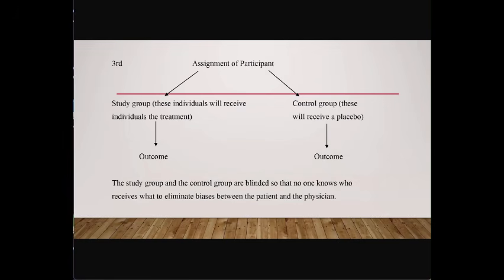Now, the participants only know that one group is taking yellow and one group is taking green. But what is in the yellow and what is in the green, the participants don't know. That is called single blinding. Who did we blind? The participants, the patients. They do not know whether they are taking the new drug or the old drug. And there are reasons for all.